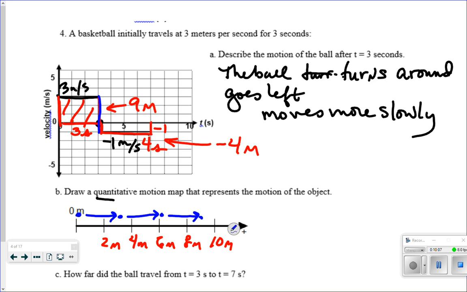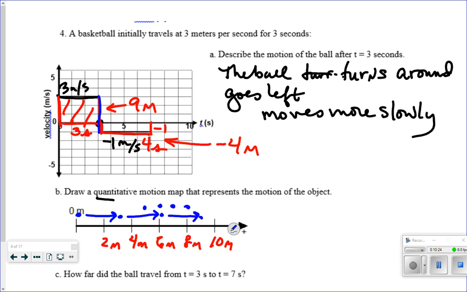All right, at this point, I start to move -1 meter per second. So I'm going to go from 9 to 8, and then from 8 to 7, and 7 to 6 and 6 to 5. I forget how many I go here. I think that's where I stop.